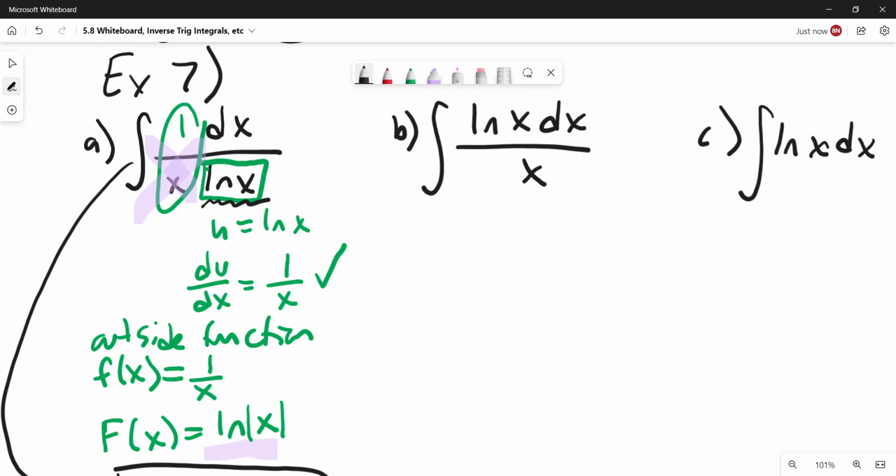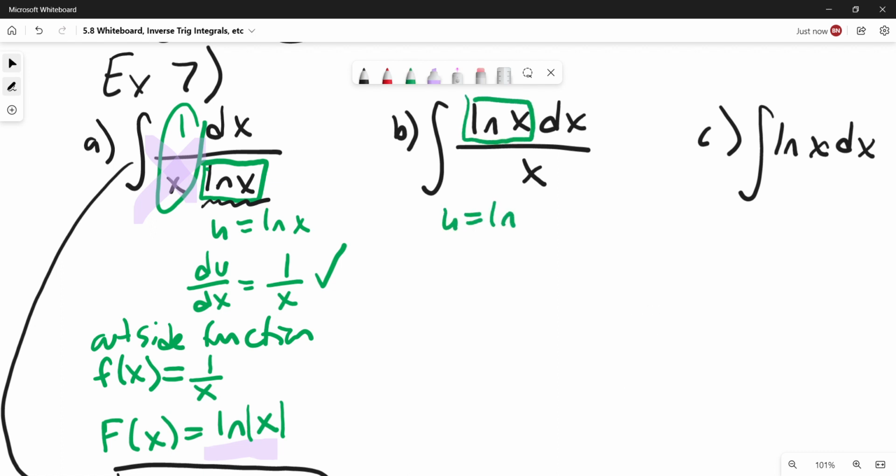I don't know what else you could choose. Choosing 1 over x to be your u would be weird, because the derivative of 1 over x, your derivative, not antiderivative, the derivative of x to the negative 1 would be negative x to the negative 2, which again has nothing to do with ln x. You'd be stuck. You'd have an extra ln x. Can't do anything with that. So you're going to choose ln x to be your u.